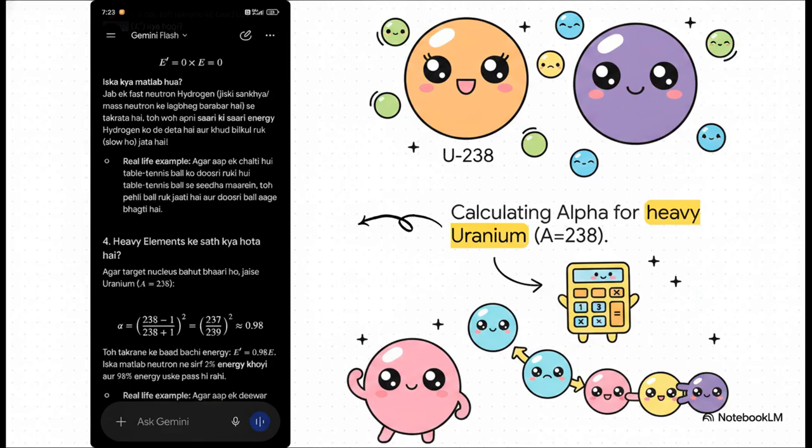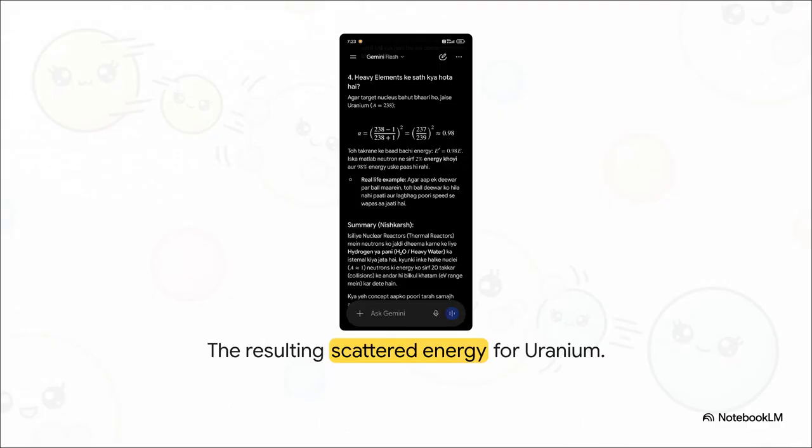Let's move to the other end of the spectrum and see how this builds when we switch to our heavy extreme, uranium, with its massive weight of 238. If we plug 238 into our formula, we get (238 minus 1) divided by (238 plus 1). That's 237 divided by 239, squared. When you crunch those numbers, alpha comes out to approximately 0.98. Now, that is a huge difference from the pure 0 we just got with hydrogen. So, because alpha is 0.98, our resulting scattered energy, E prime, is 0.98 times E.